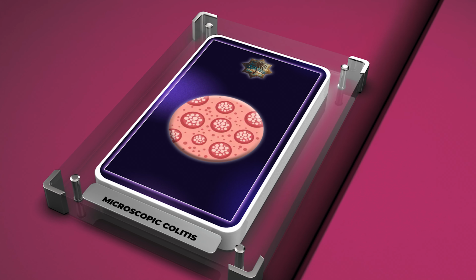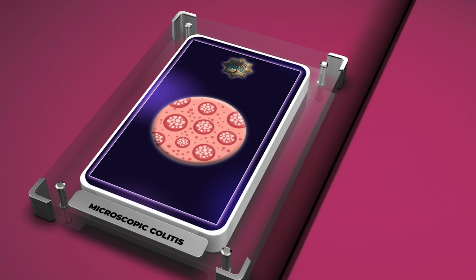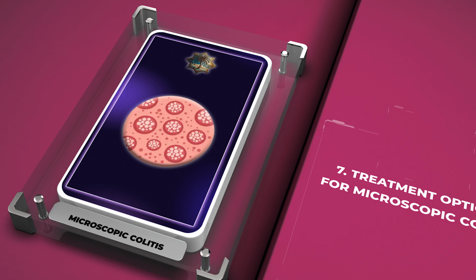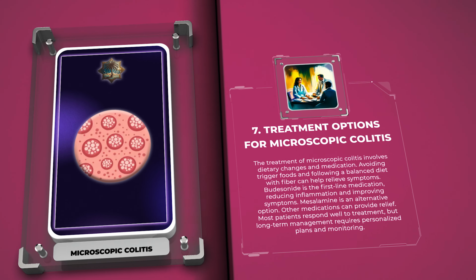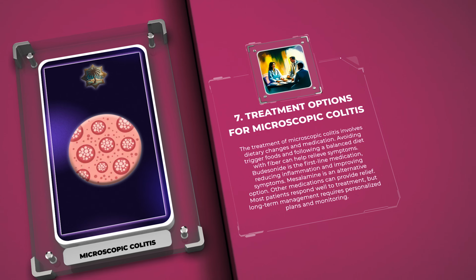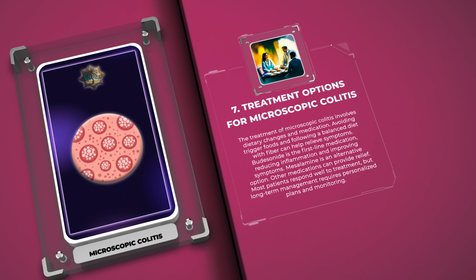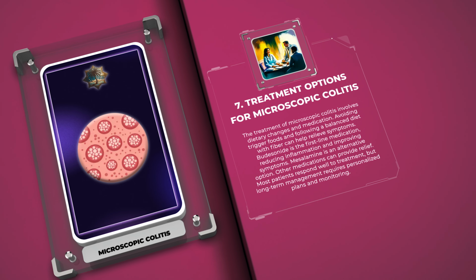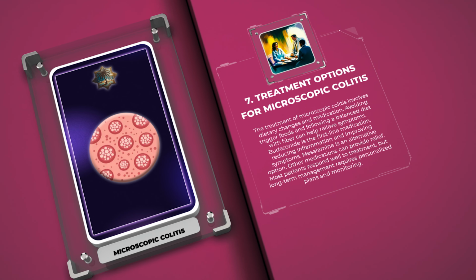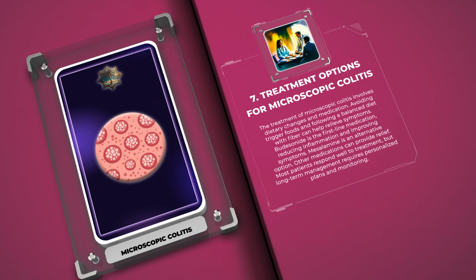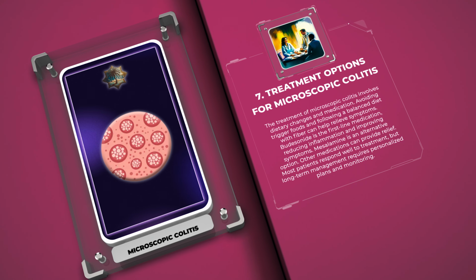The treatment of microscopic colitis involves dietary changes and medication. Avoiding trigger foods and following a balanced diet with fiber can help relieve symptoms. Budesonide is the first-line medication, reducing inflammation and improving symptoms. Mesalamine is an alternative option. Other medications can provide relief. Most patients respond well to treatment, but long-term management requires personalized plans and monitoring.